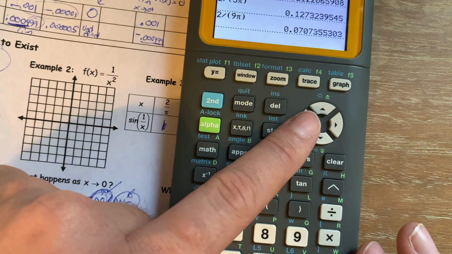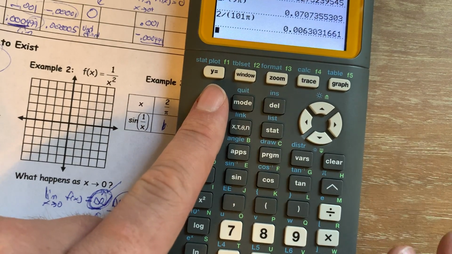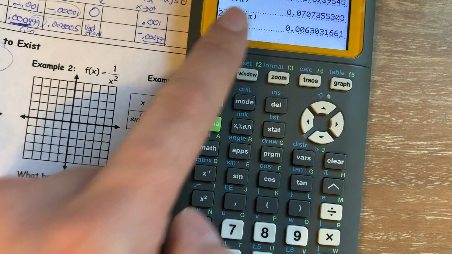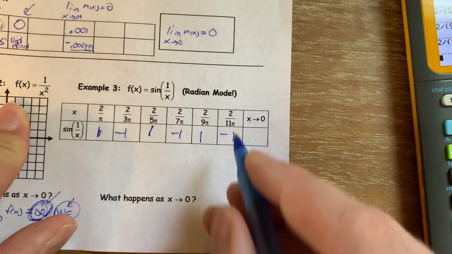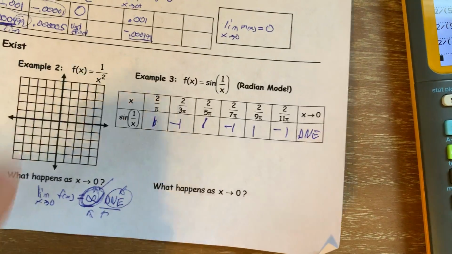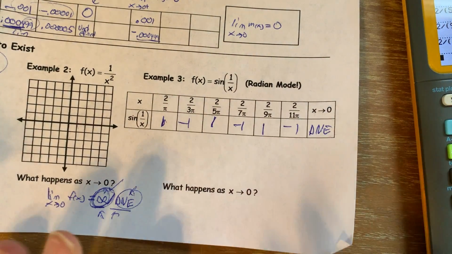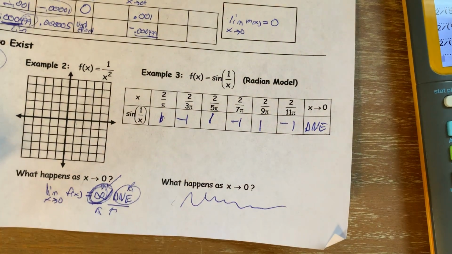I can put, I don't know, 101 pi. The bigger the denominator is, the closer we're getting to 0. So as we're going towards 0, the limit does not exist because it's bouncing around. So it's got this wave going as x goes towards 0.